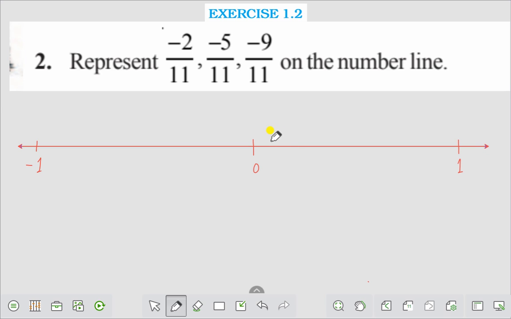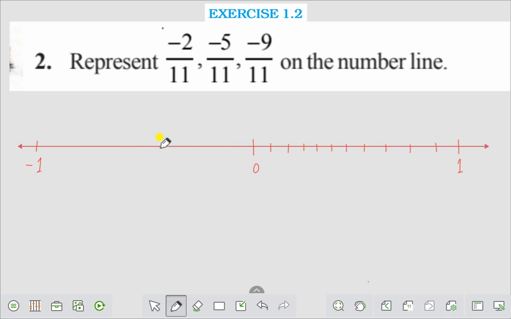Let us divide this into 11 equal parts. That means 1, 2, 3, 4, 5, 6, 7, 8, 9, 10, and 11. You see 1, 2, 3, 4, 5, 6, 7, 8, 9, 10 and 11, right?